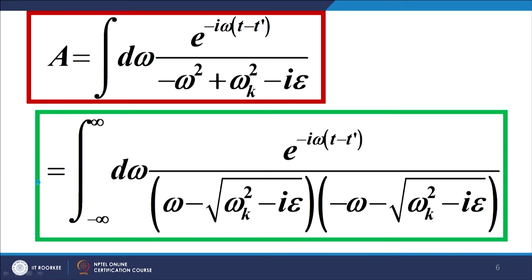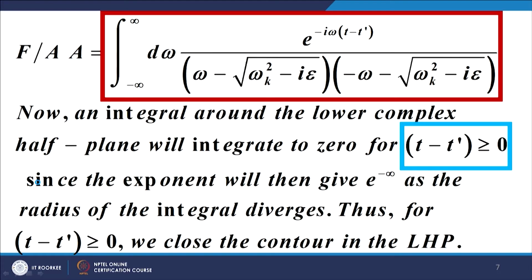We factorize the expression in the denominator, and we get the expression in the green box. Now, let us first do the case t minus t dash greater than 0. As per the rule that we evolved just before the break, if t minus t dash is greater than or equal to 0, we close the contour by a semicircle lying in the lower half plane.